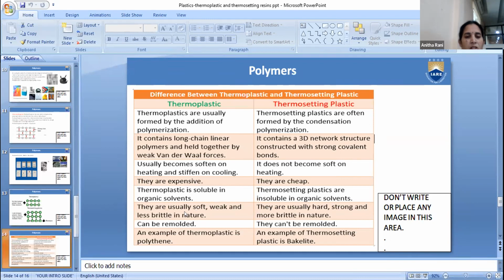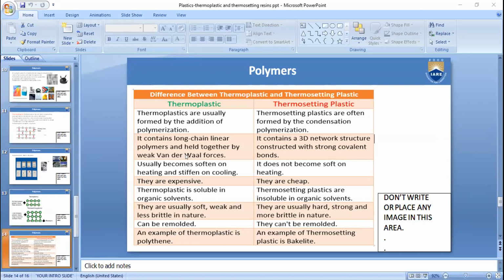Okay. Now, next, thermoplastic resins are usually soft, weak, and less brittle in nature. Whereas thermosetting resins? They are more brittle in nature, hard and strong. Hard and strong polymers. Now, thermoplastic resins can be remolded, ma'am. Remolded. Thermosetting resins cannot be remolded.